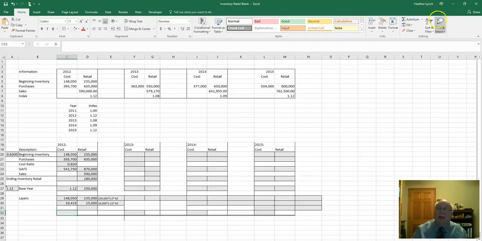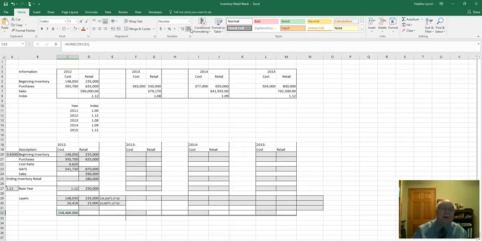That gives us 10,416, which we then add up to give us the 158,466. Okay. Oops, wrong way. So that's the amount that would actually go up here now. The 158 also goes right here too. Sorry. That's the amount that goes there, and that's the amount that goes up here, along with the 280. Now keep in mind this 280 is actually made up of this right here.